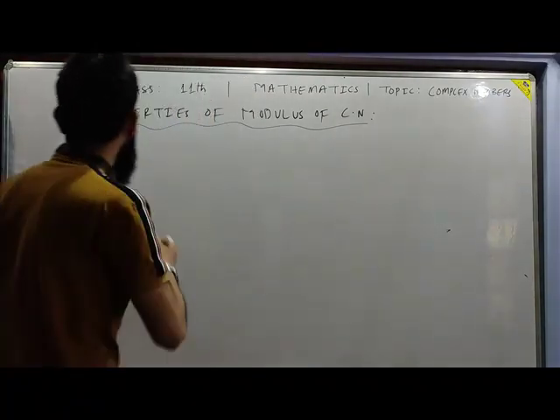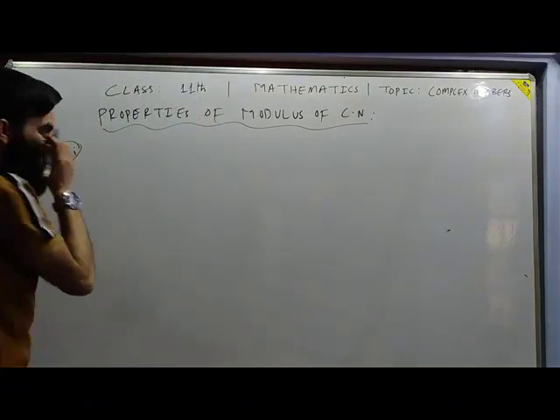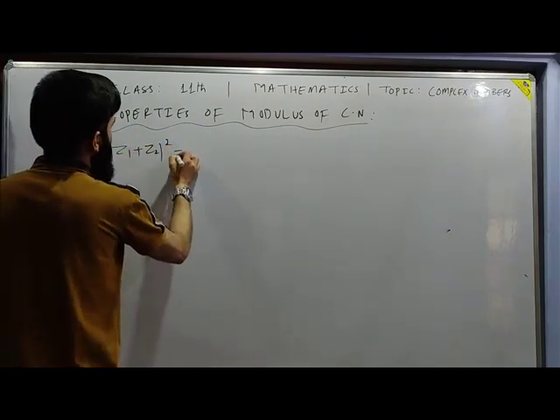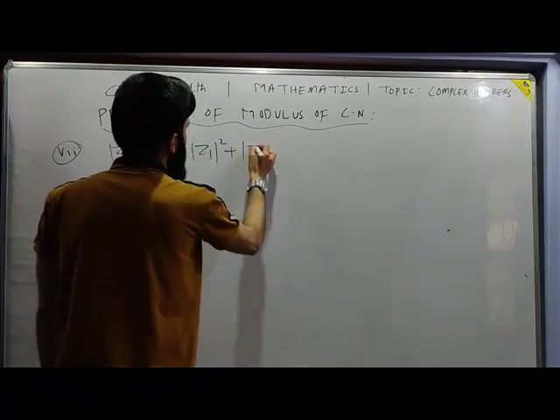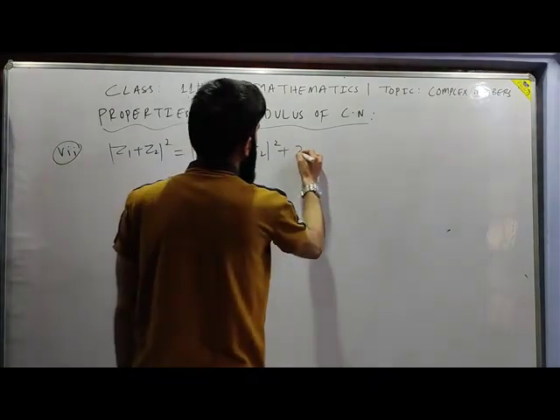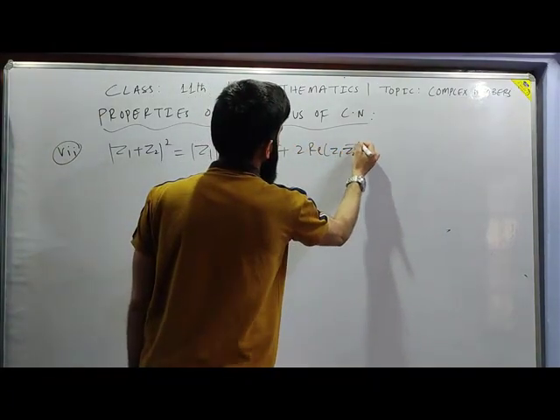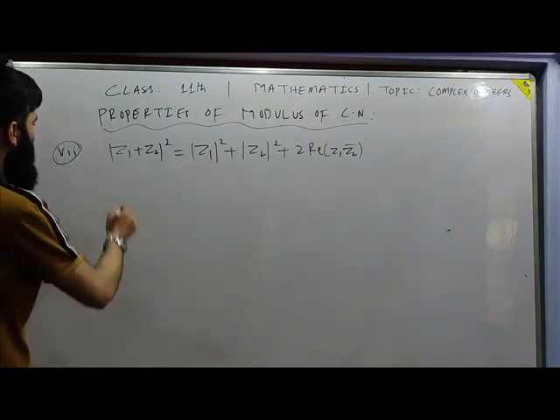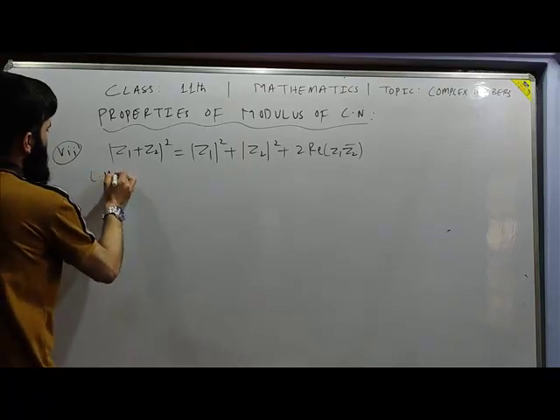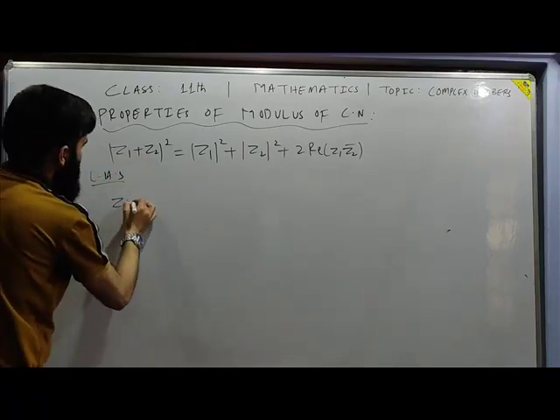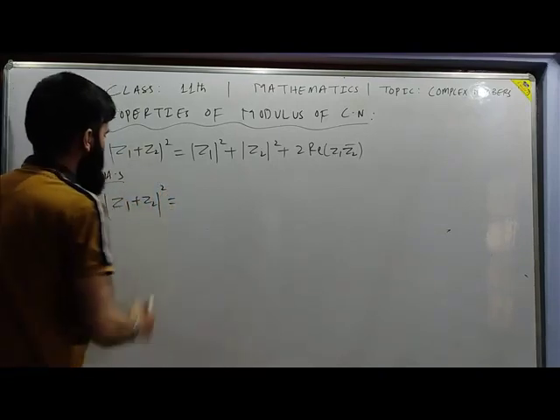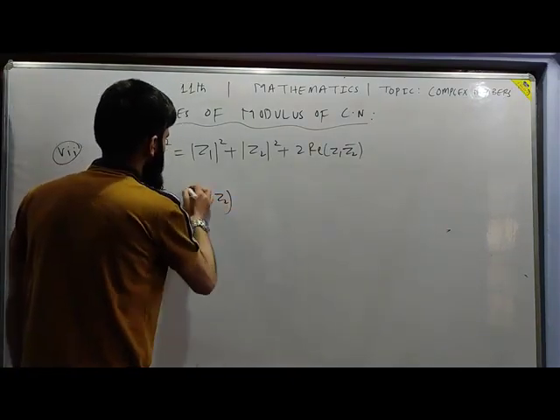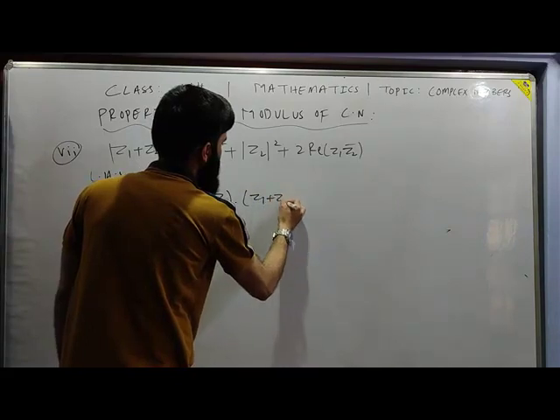Now we will discuss the seventh property. What is the seventh property? The seventh property is like this: mod of z1 plus z2, whole square, is equal to mod of z1 square plus mod of z2 square plus twice the real part of z1 z2 bar. This is our seventh property. Now we are going to prove it. Let's take the LHS, that is mod of z1 plus z2 whole square. This is the square of mod of z1 plus z2. You can write it as z1 plus z2 dot the conjugate of z1 plus z2.